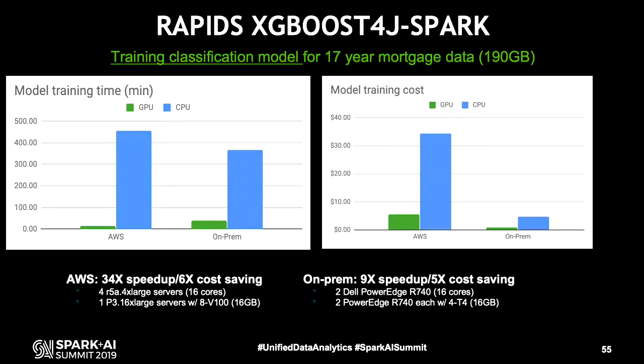We also have some on-prem servers, which are some Dell PowerEdge 740s. They have 16 cores each, and in this case, we're using 2 of them. And then on the GPU side, we use the same 2 servers, but they had 4 T4s. The T4 is a little bit lower end model for data science. And here we still saw a 9X speedup and a 5X cost saving. I don't remember what the times were, but it's still like 6.5 hours down to 40 minutes.